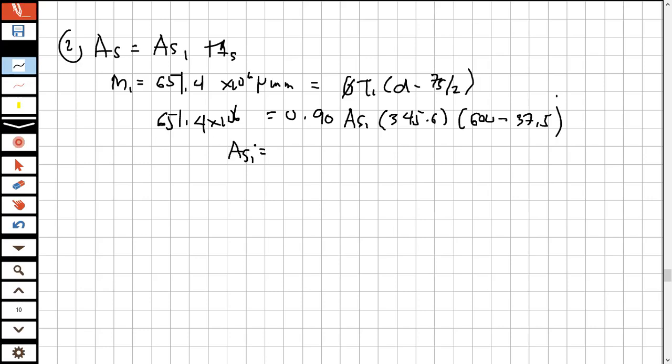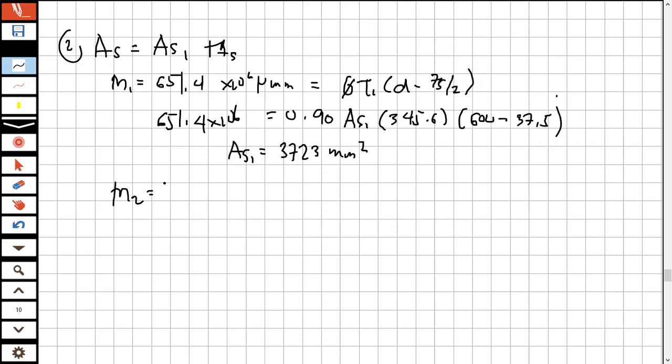Try and calculate. As1, you calculate, is 3723. Please check if correct. 3723 square millimeter.